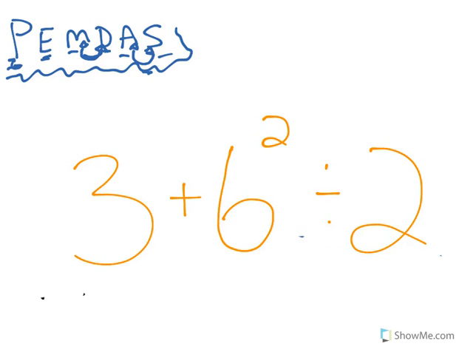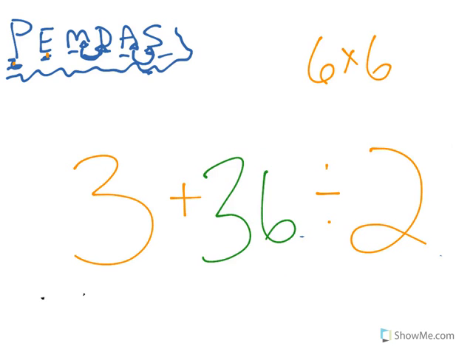Let's start. It is 3 plus 6 squared divided by 2. So let's look for parentheses. Are there any parentheses? There are not. Let's go to exponents. There is an exponent, 6 squared. So I know that 6 squared from the other lesson means 6 times 6. So I know that 6 times 6 is 36. So I'm going to pause and erase and put 36 right there.